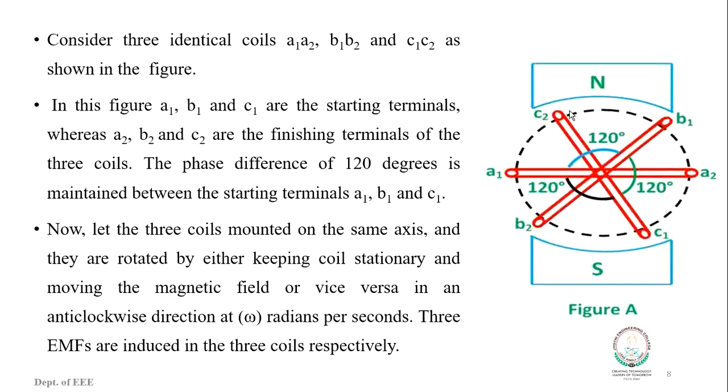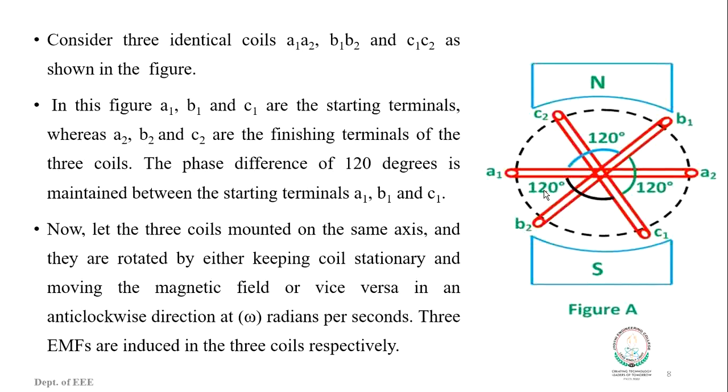Now these coils are identical coils and they are rotating in a magnetic field with the same speed, and these coils are placed 120 degree apart. So if we look into the figure, we can see that this is coil A1. From this coil A1, the coil B1 is displaced by 120 degree. This is B1, and from this B1 again we take 120 degree, then we are placing coil C1. So these coils are displaced by 120 degree. So the phase difference between the coils is 120 degree.